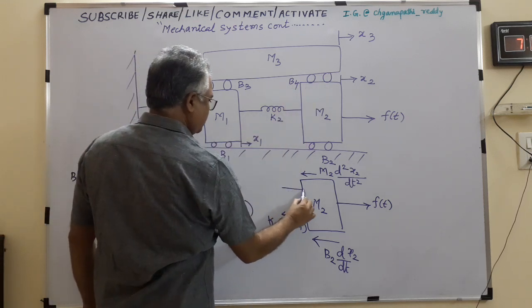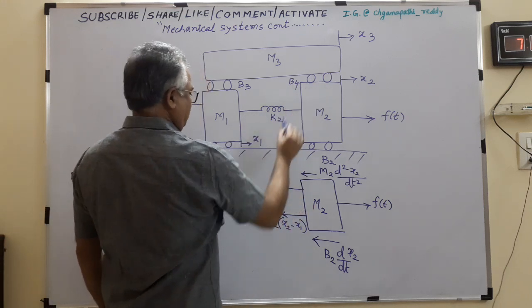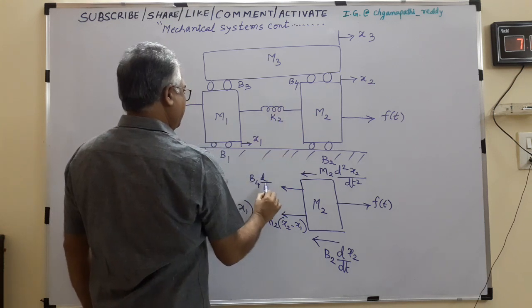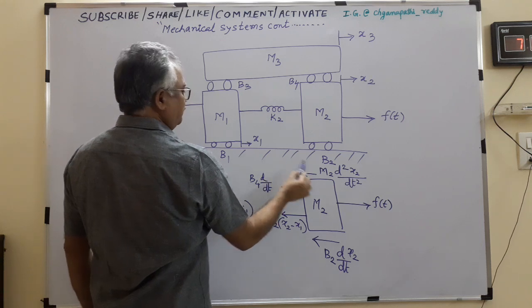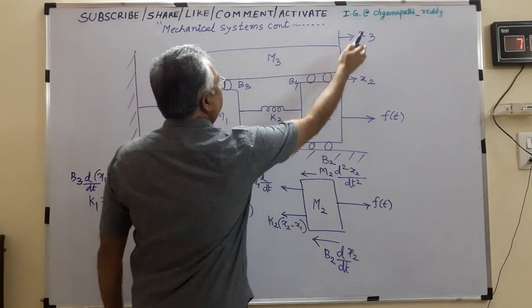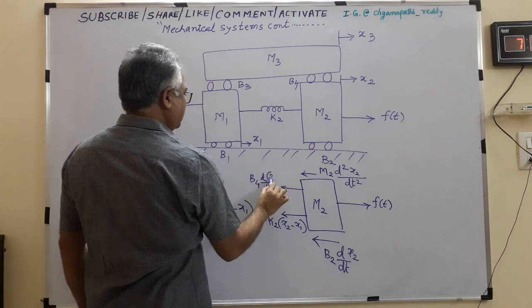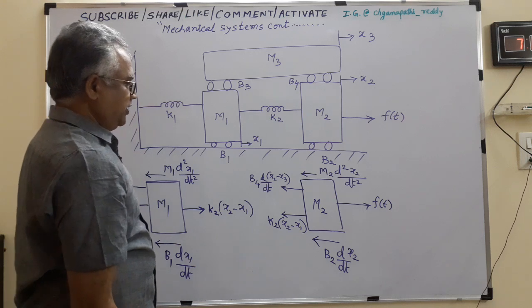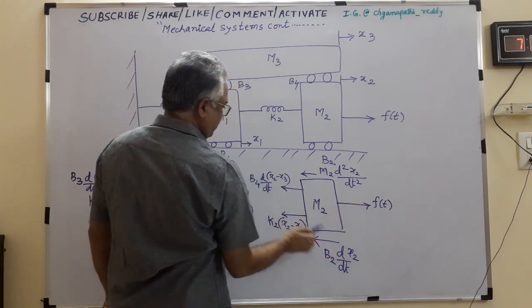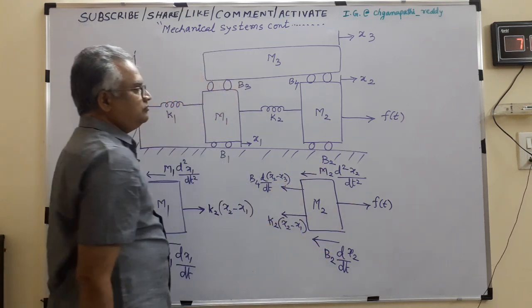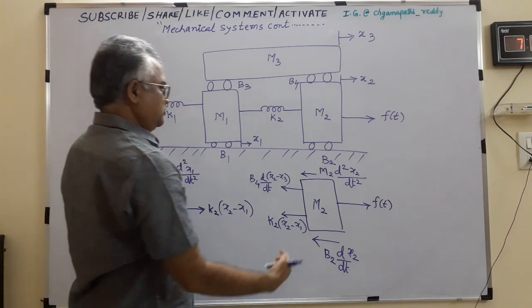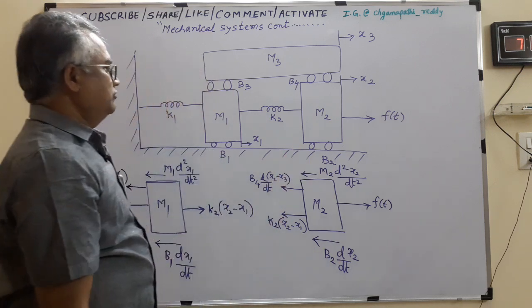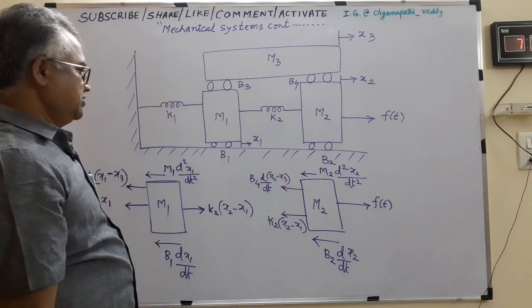Then this force B4 d by dt of, we are writing for M2, so x2 minus x3. So when we are writing the equation, this is equal to this plus this plus this plus this. So we are working against these four forces. So that's a basic idea.